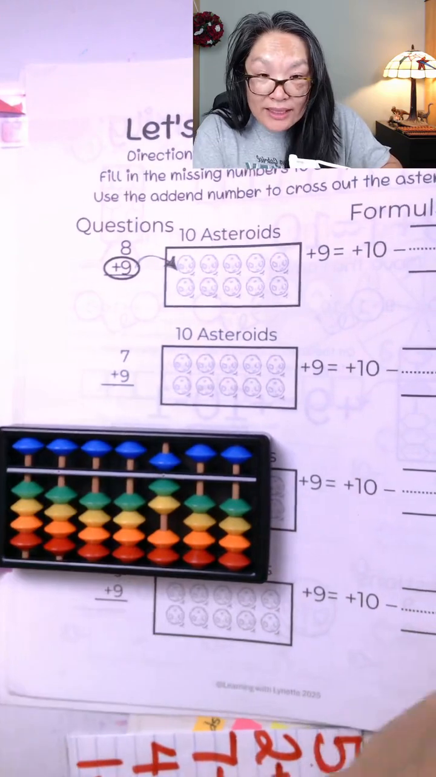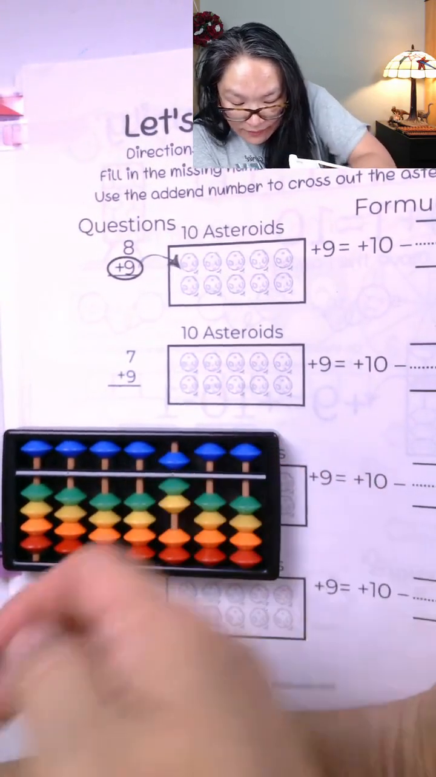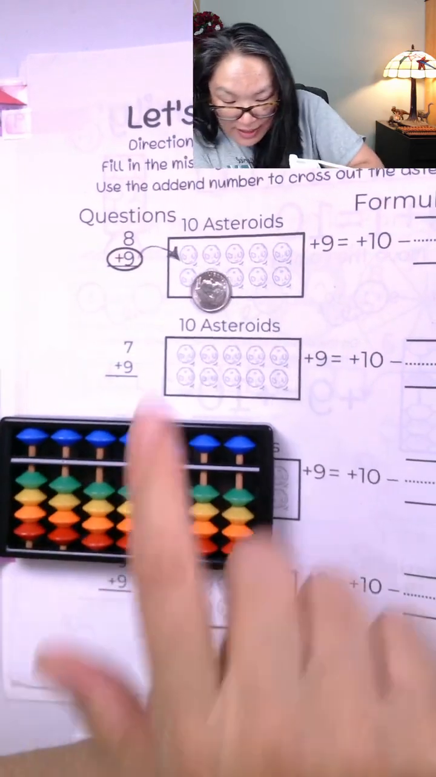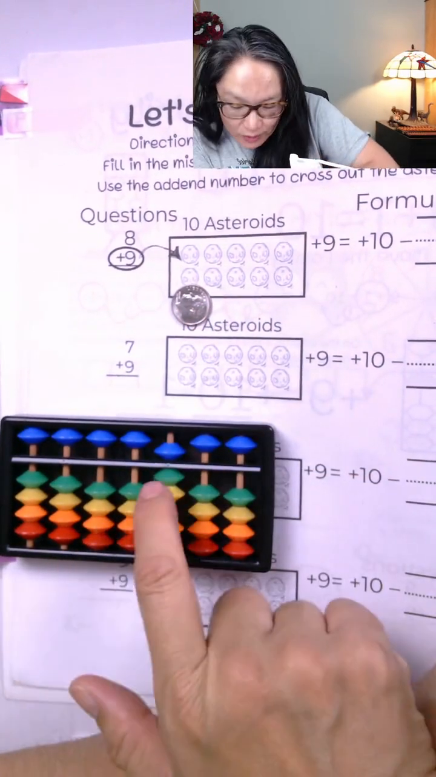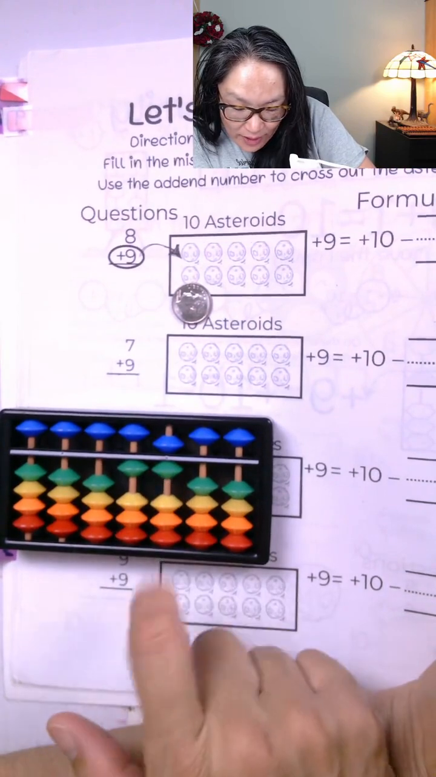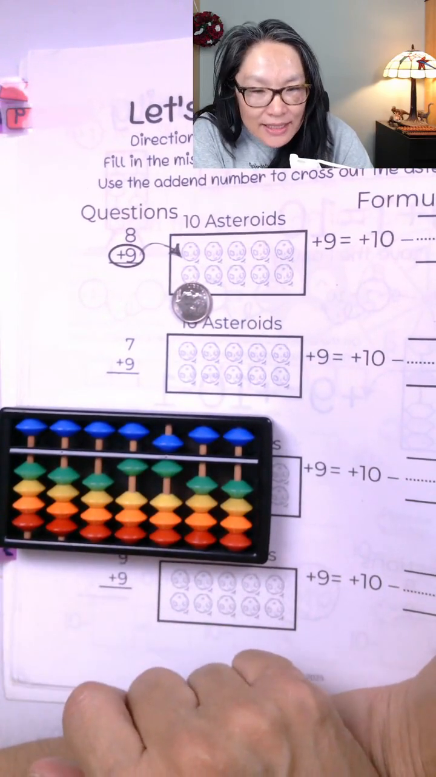How do we plus the 9? Guess what? We're going to add the 10. That's too much. We got to take away the 1. So we're going to add the 10 and we're going to take away the 1. And my final answer is 16.